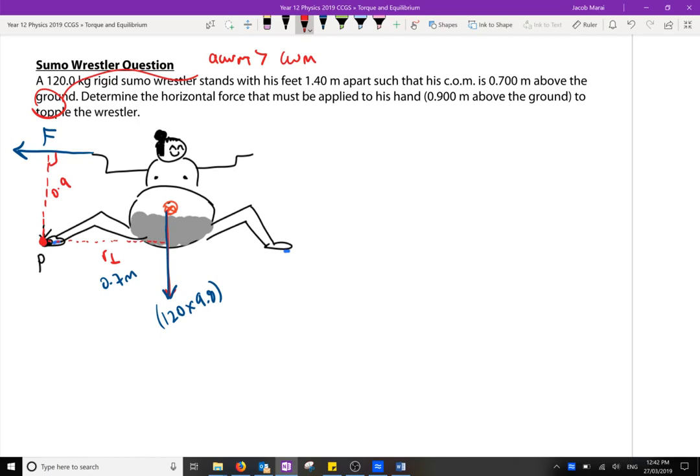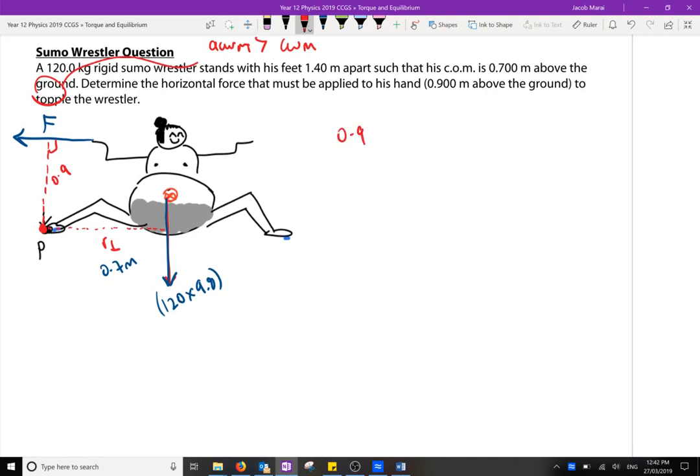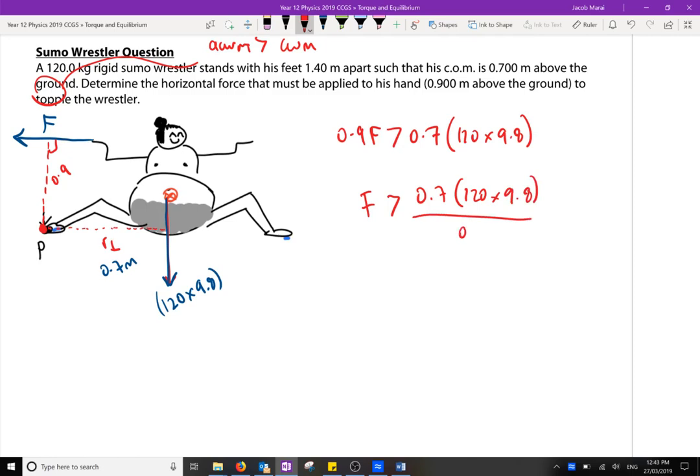So 0.9F must be greater than 0.7 times 120 times 9.8. F must be greater than the torque produced divided by the distance that it's acting, so it must be greater than 915 newtons. I hope that's appearing behind me. Thank you. Okay?